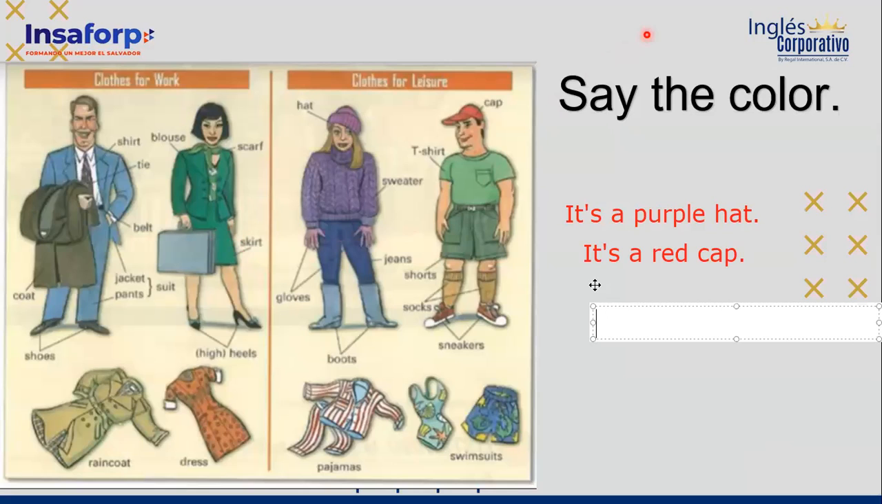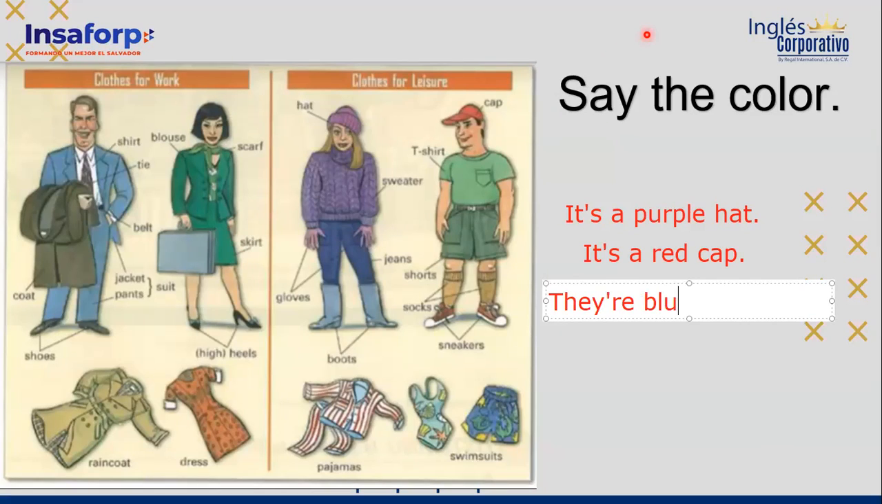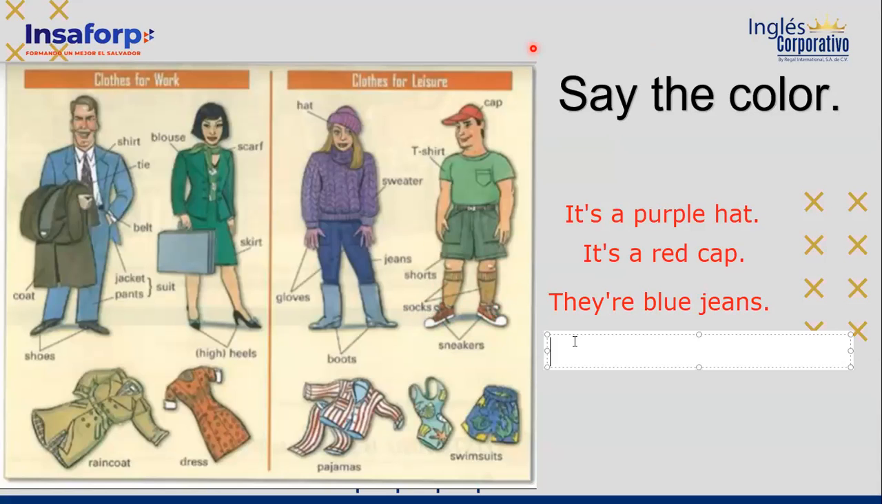It's blue. Jeans es en plural, entonces no vamos a decir it, vamos a decir their blue jeans. Si es plural, let's see, for example, here, these ones. Their socks. And the color? Oh, no, their light brown socks. Light brown. Okay. They are light brown socks.